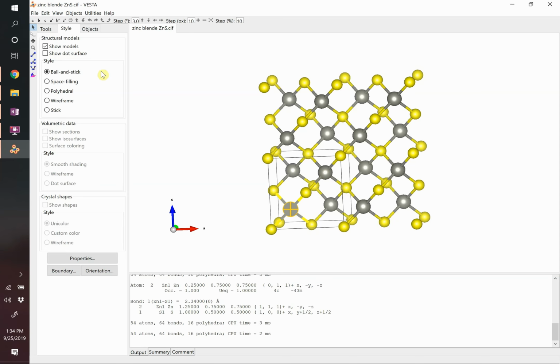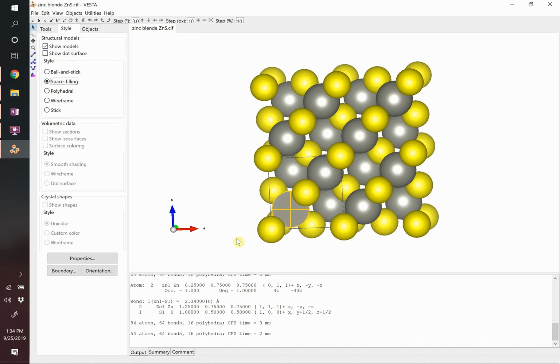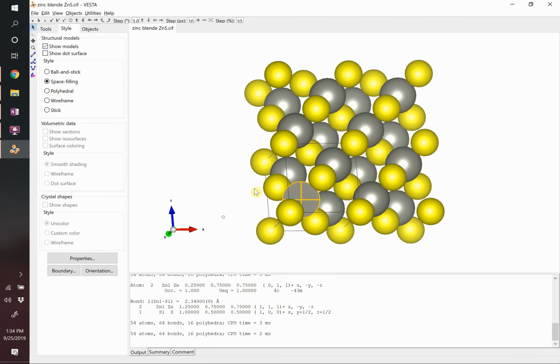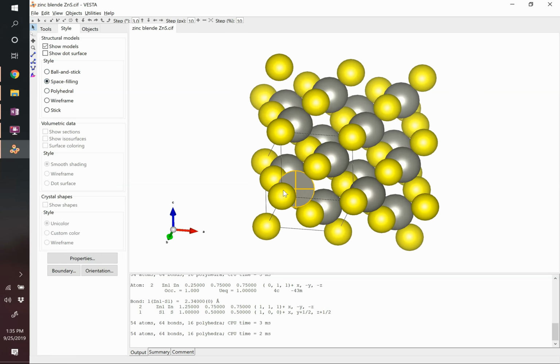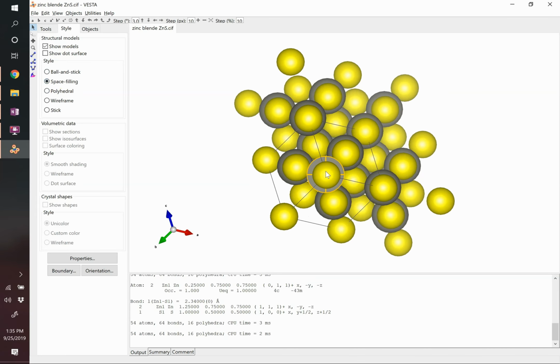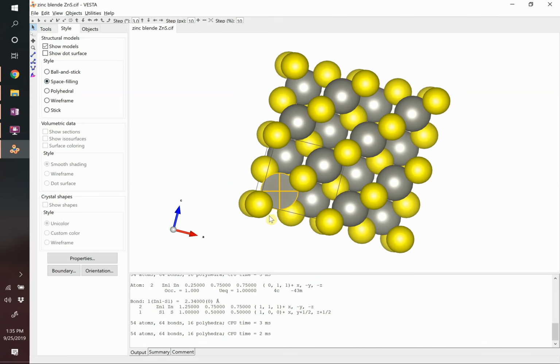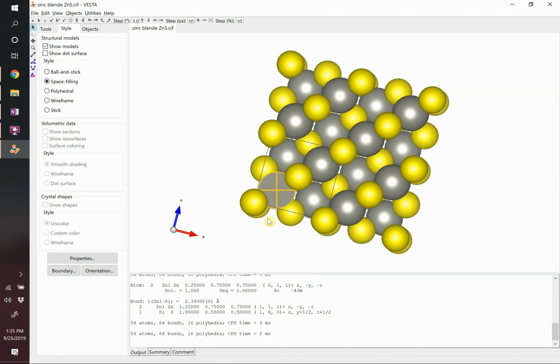If we drew these things, I don't know what's going to happen here. If we do space filling, the way that they touch one another is along the body diagonal. These two that are lined up right here, they touch along that body diagonal. Okay? So if you wanted to figure out the lattice parameter to ionic size ratio, what would it be? Let's do that one.